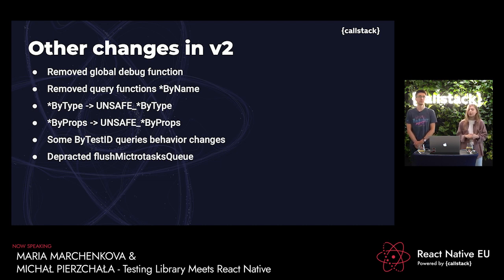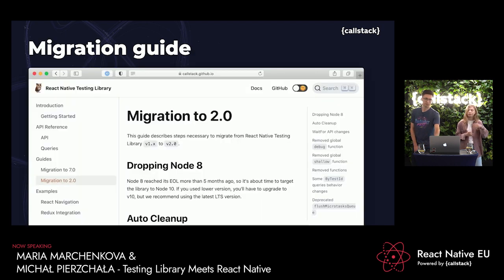In the first version, getByTestID and queryByTestID could return non-native instances, which was a serious bug. In the second version, we fixed this inconsistency. We have deprecated the flush microtasks queue and plan to remove it in the next major. Nevertheless, we have better alternatives available for you to write async tests, like find queries and the waitFor helper.